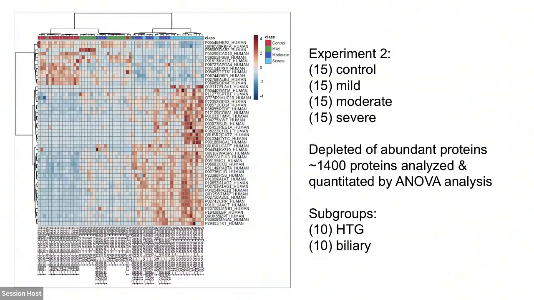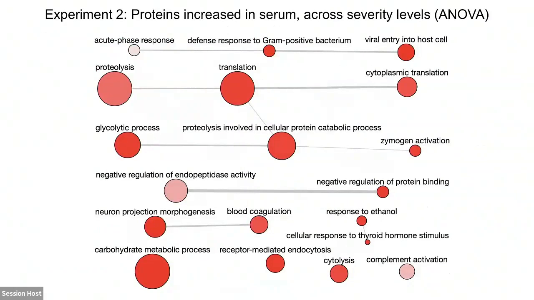Just skipping ahead to this nice heat map of the new data performed by ANOVA. And so in this case, we have 1,400 proteins just detected. Each sample has around 600, 700, 800 proteins, but the overall experiment identifies 1,400 proteins. And indeed, I was able to perform subgroup analysis with 10 hypertriglyceridemia and 10 biliary samples.